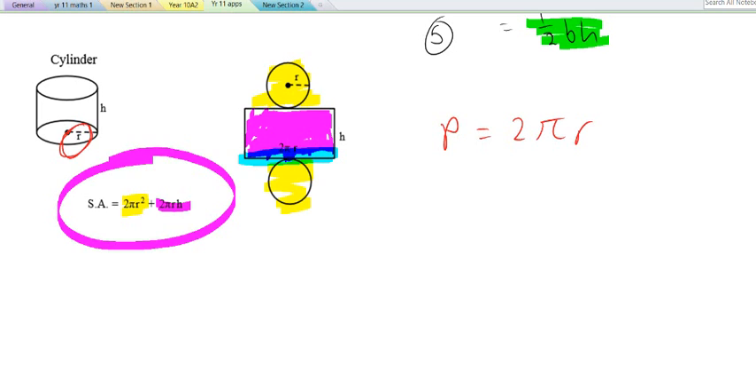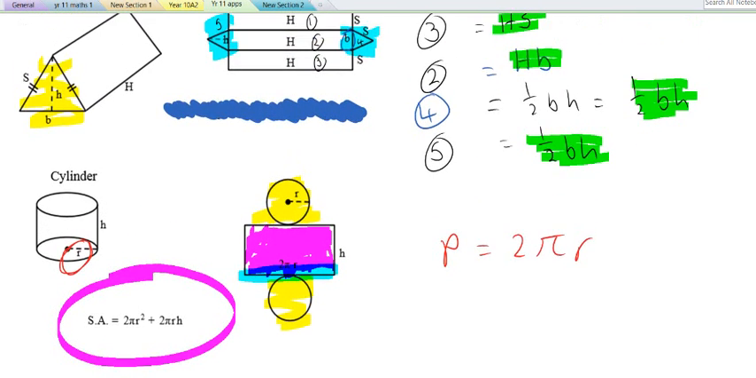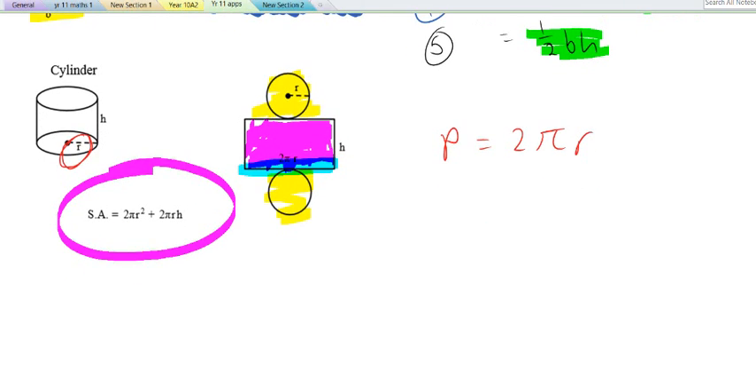I can't read it. I'll try and make that bigger. Surface area is 2 pi r squared plus 2 pi r h.